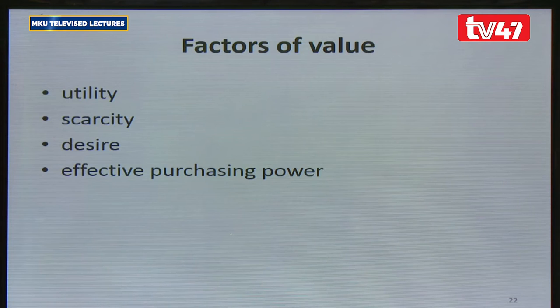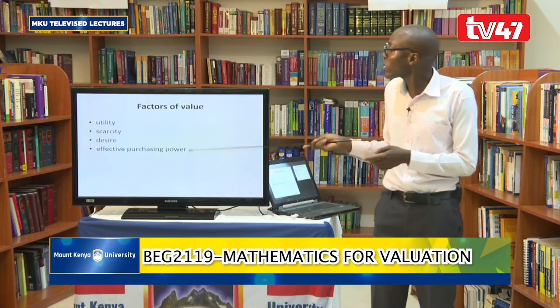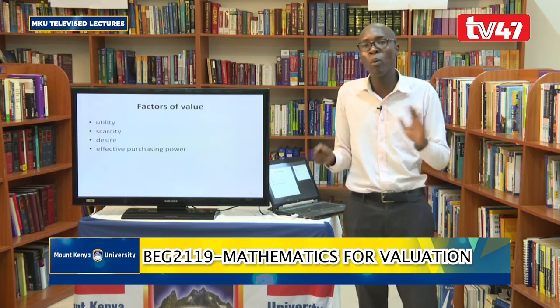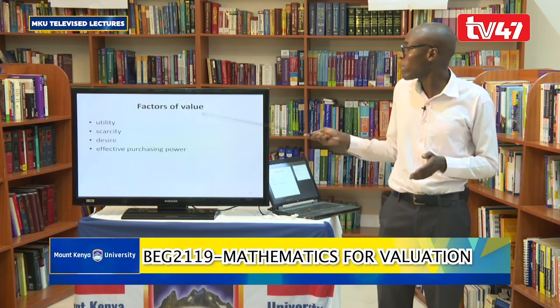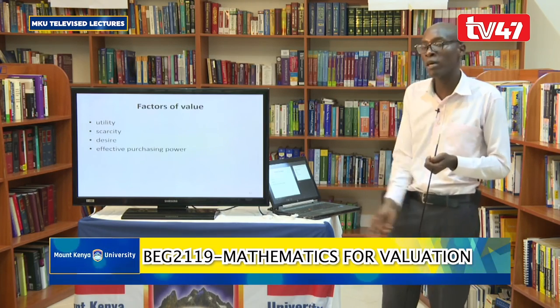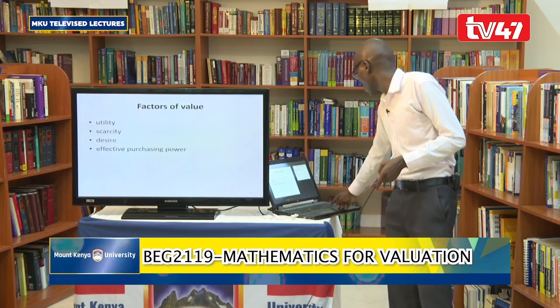Factors of value. There are four factors. Utility. Utility refers to the usefulness of the property. Then there is scarcity. Remember, property is fixed. You cannot extend the size of land which you have. Then there's the desire. Someone must have the desire to own that given property. Different people want to own different properties. Then there's effective purchasing power. You might have the desire, but you don't have the money to buy that property.